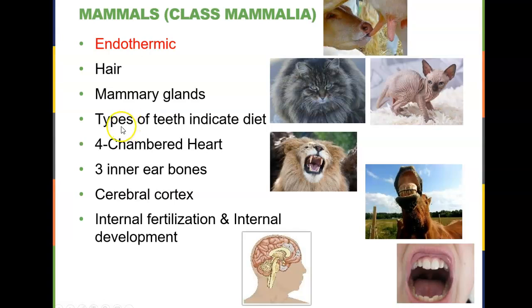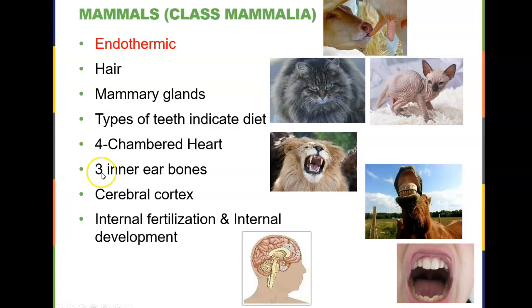We also see in mammals that they have evolved true teeth, and they have different types of teeth that indicate their diet. So here we see a carnivore, a lion with strong, sharp canines for tearing and shredding food. We see flat molars in this horse for grinding grains. And then we see a mix of modified canines as well as molars, which make humans omnivores, something in between a carnivore and an herbivore.